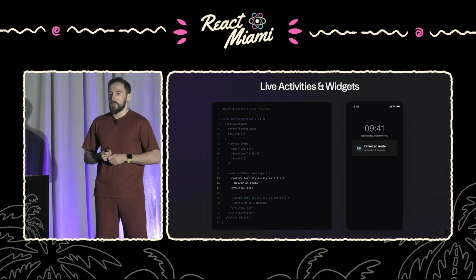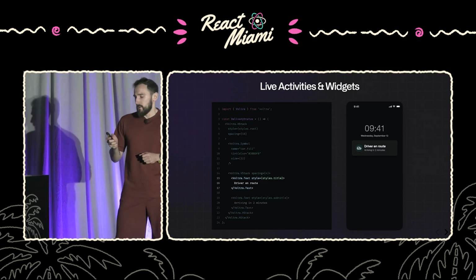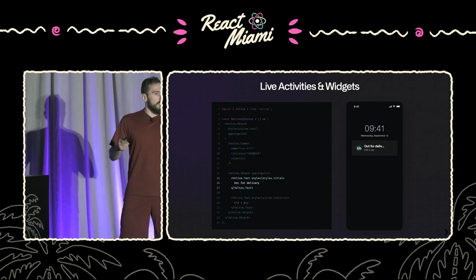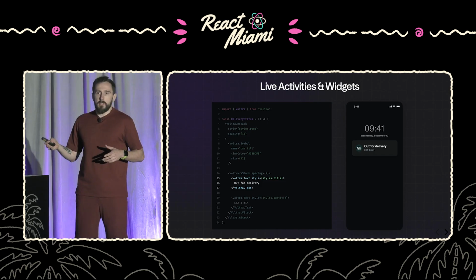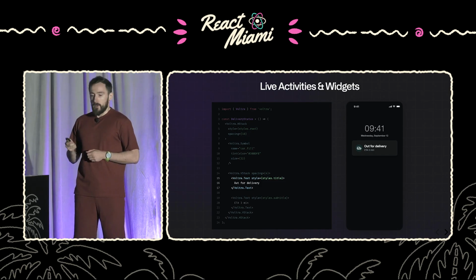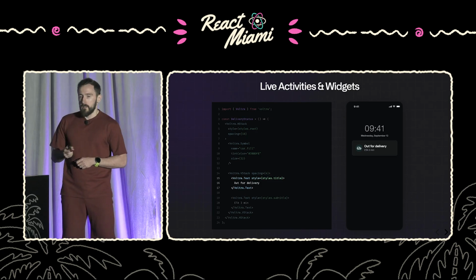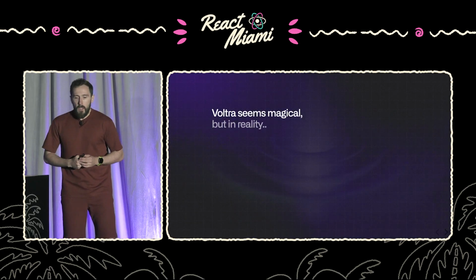The next nice feature of Voltra, especially when it comes to live activities, is that if you change something, it will be automatically updated on the native side. So basically, we have hot reload for live activities, which is not the case with native code.